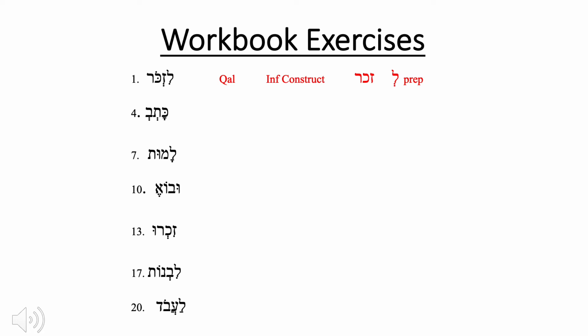Number 1 is very straightforward. This is a Qal infinitive construct from zakar, to remember or recognize. We have the lamed preposition on the beginning of the verb, which is the dead giveaway for an infinitive construct, which is why it's mentioned here. Lamed preposition on zakar, Qal infinitive construct. What about number 4, the second one in our list here?